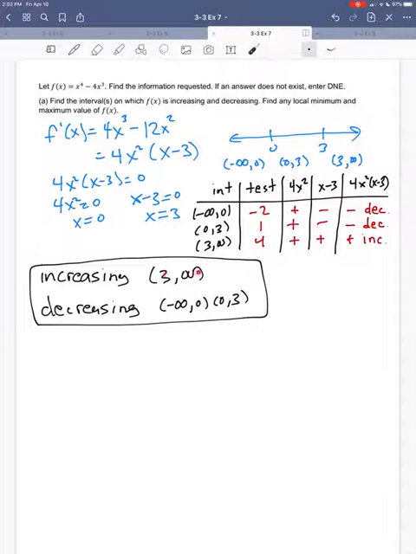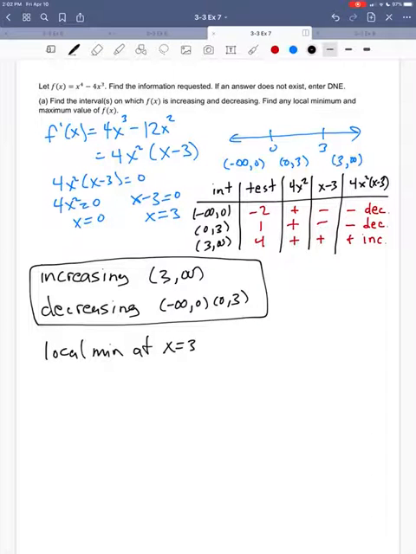It's increasing from 3 to infinity, but then it never changes after that. So I only have a local minimum value. I don't have a local maximum in this problem. So I'm going to have a local minimum at, that's where it changes from decreasing to increasing, and that happens at x equals 3. Now that's where the minimum occurs.